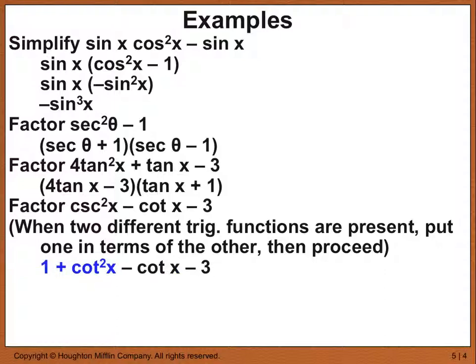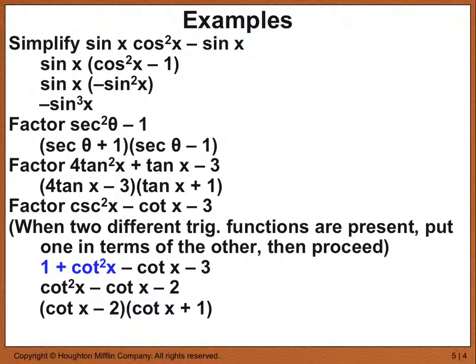First thing to do is to replace the cosecant squared x with 1 plus cotangent squared x. And that, of course, comes from one of those Pythagorean trig identities, which states that 1 plus cotangent squared x equals cosecant squared x. So we replace that. I put it in blue just to show that it's the same as cosecant squared x. And then we can combine like terms, and we end up with cotangent squared x minus 2. And that is easily factorable into cotangent x minus 2 times cotangent x plus 1.